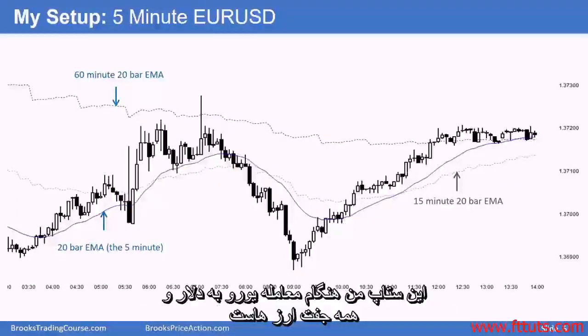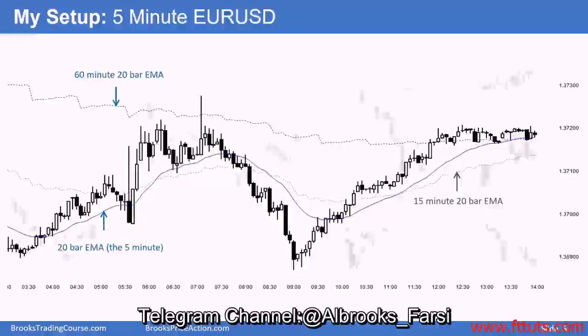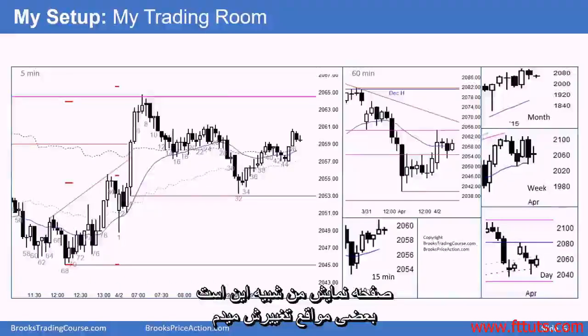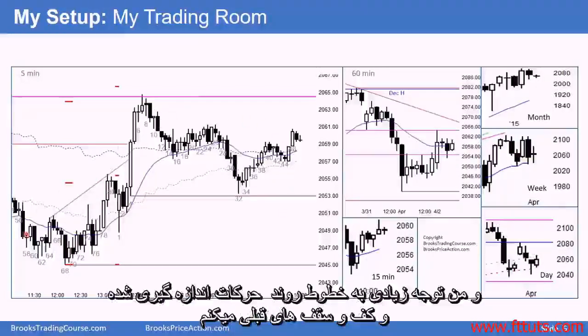This is my setup when I'm trading the euro versus the dollar and all forex pairs. And you can see there are 3 lines on the chart. Again, this is a 5-minute chart. If you're ever in my trading room, my screen looks something like this. Sometimes I change it, but basically this is my screen. I have a 5-minute chart. I pay a lot of attention to trend lines, measured moves, and prior highs and lows.